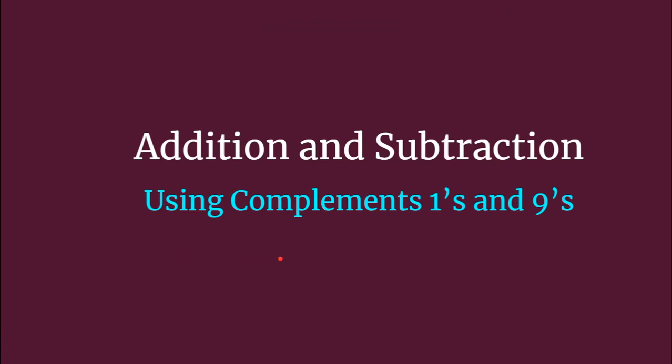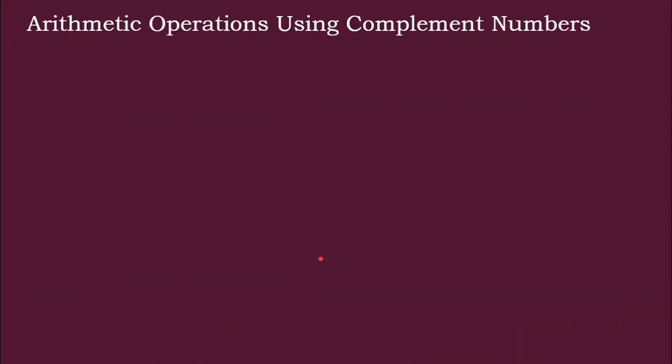Hello everyone, in this video we are going to see subtraction and addition using the nines and the ones complement. Here we know that complement numbers are used to perform the subtraction operation. We do the subtraction in terms of addition, as we know that a minus b is equal to a plus minus b.